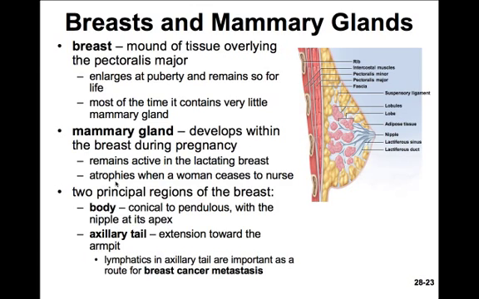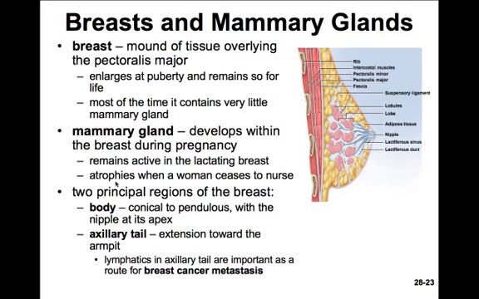So finally we come to the breasts. The breasts are a mound of tissue that lays over the pectoralis major muscle. They enlarge at puberty in the female and remain at that size in general for life. Most of the time they contain very little mammary gland. Mammary glands actually develop within the breast during pregnancy and remain active throughout lactation, and they atrophy when a woman ceases to nurse.